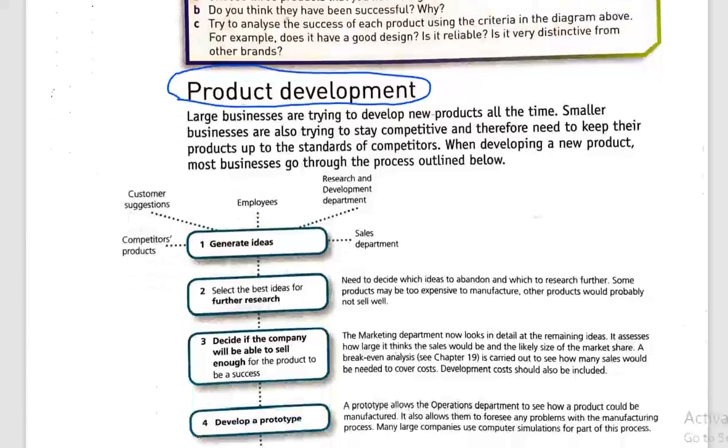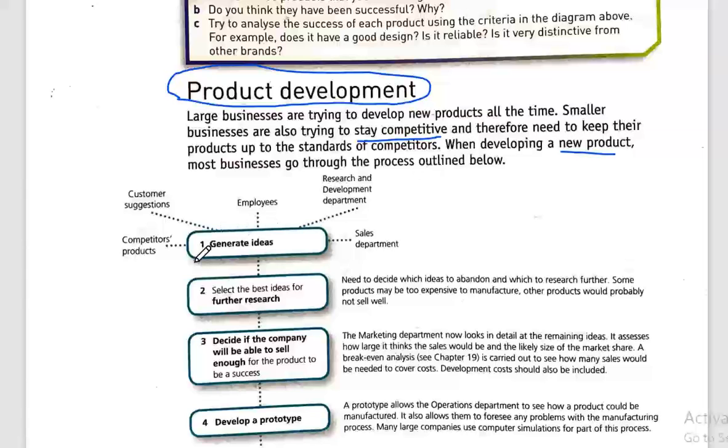So here we have the product development part. You know that all businesses are trying to be up to date. They're trying to develop new products all the time, whether it's a small business or not, so they can stay competitive and keep the customer entertained and attracted to the business. So they will try to develop a new product.